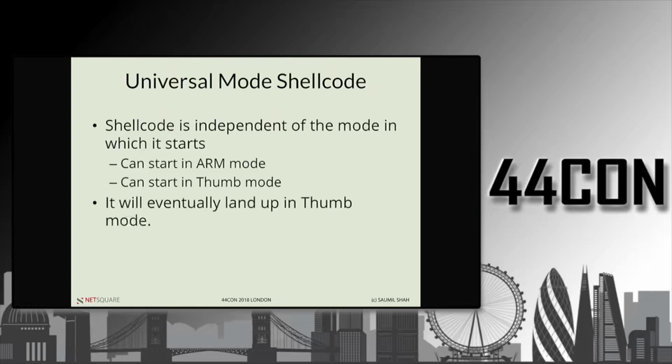So basically what the universal mode shellcode will do is, no matter how you start it, it'll always land up in thumb mode. It's like a cat. You throw it from the roof, it lands feet down.